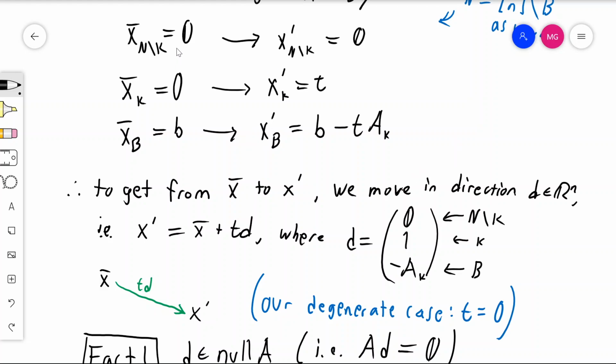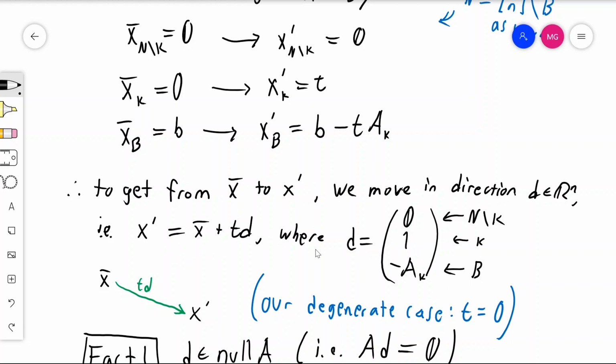Let me just say that x bar is 0. So for the n minus k components, for instance, we have 0 plus t times d, which is 0. So I get 0 plus 0 equals x prime, and that's 0. And so that's true. 0 plus 0 equals 0. Now how about for the k component? I have x bar k is 0. I have 0 plus t times 1 is t. So that works. That's consistent too. So choosing d to be 1 made this equation consistent.